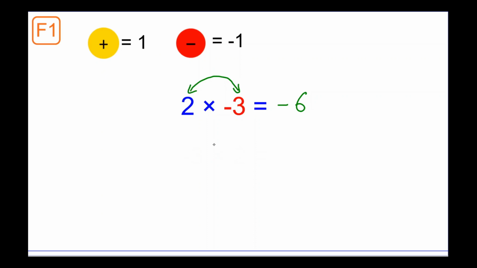So what do we get if we multiply negative 3 by 2? We'd really quite like it if we got the same answer, because in all the other multiplications we've seen, we can switch the inputs around and get the same answer. Let's see if it works.